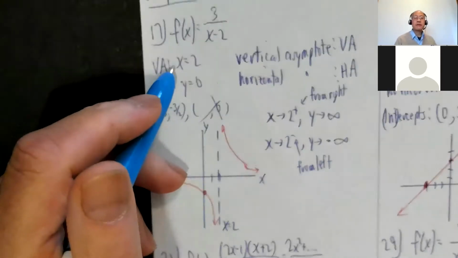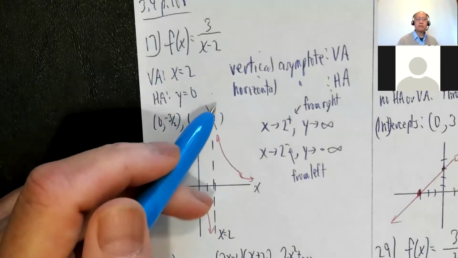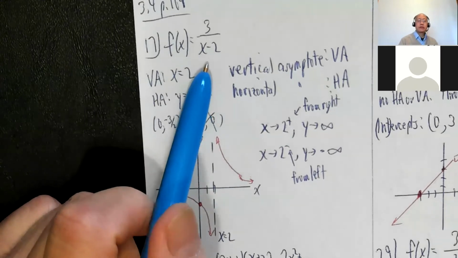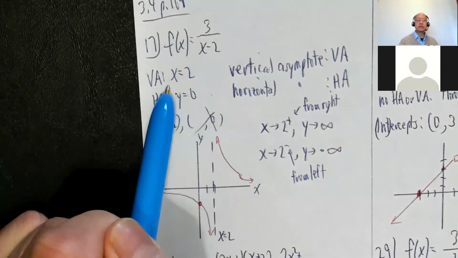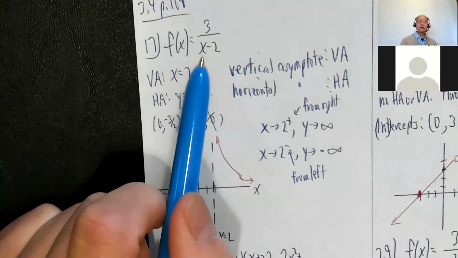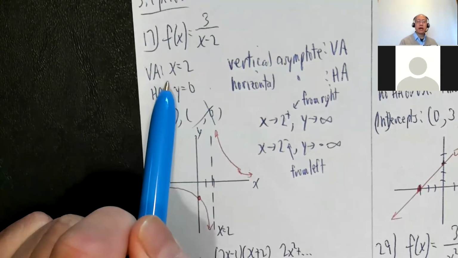Okay, so back to 3.4. I'll be jumping here and there about some problems. Problem 17, f of x equals 3 over x minus 2. Let's get the asymptotes. The vertical asymptote, you can tell right away, x equals 2, because x equals 2 is not allowed. So it automatically gives me a vertical asymptote.